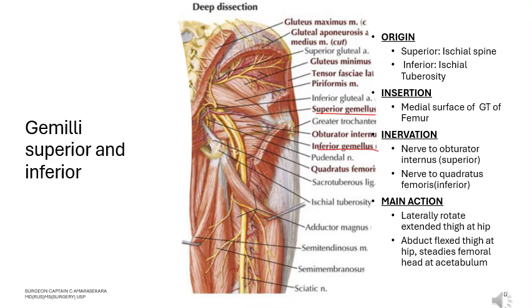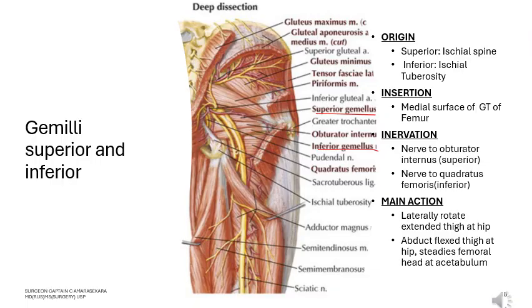Their innervation reflects their anatomical neighbors. The superior gemellus is supplied by the nerve to obturator internus, the inferior gemellus by the nerve to quadratus femoris, both branches of the sacral plexus. Functionally, the gemelli muscles laterally rotate the extended thigh at the hip and abduct the flexed thigh. More importantly, they help steady the femoral head within the acetabulum, especially during dynamic movements like walking, climbing, or shifting weight.